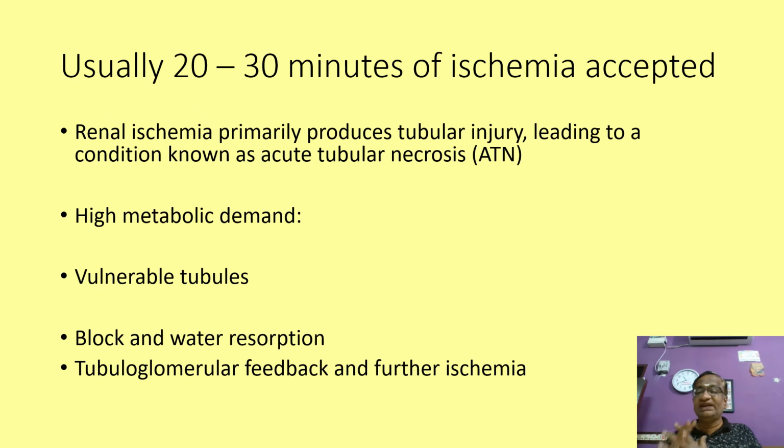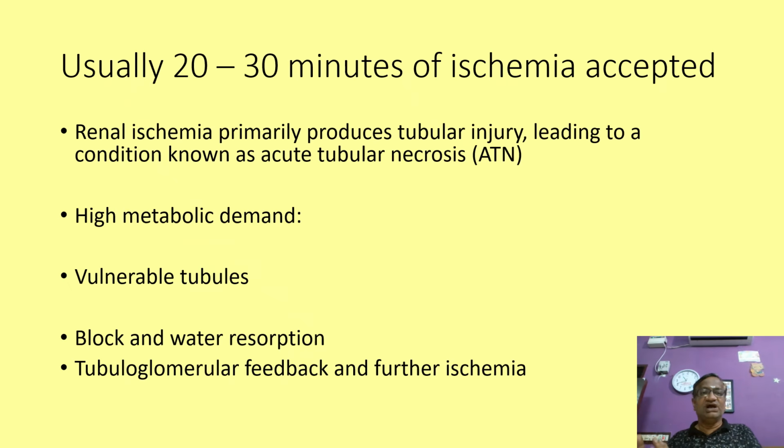So now we know the renal blood flow is around 1 to 1.2 liters. Now if you crush it, how much time will it take? Usually 20 to 30 minutes of ischemia is accepted. Renal ischemia produces acute tubular injury, acute tubular necrosis. It doesn't cause much of a glomerulus problem.